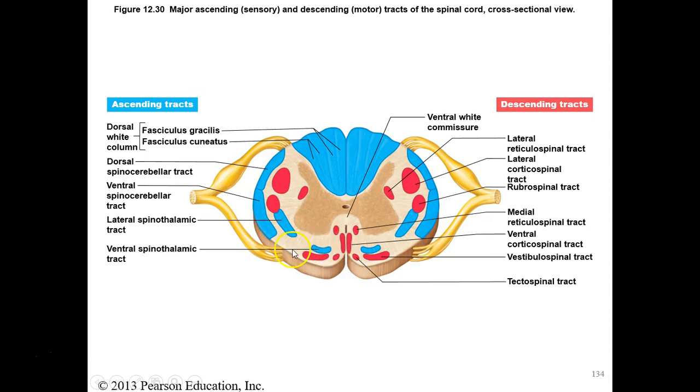But there is one important sensory tract, the ventral spinothalamic tract, that does run through the ventral or anterior funiculus. So those are the 3 funiculi, and again, within each of these funiculi, we will have various tracts, which are individual groups of axons which tend to have similar functions and have similar origin points and final destination points.